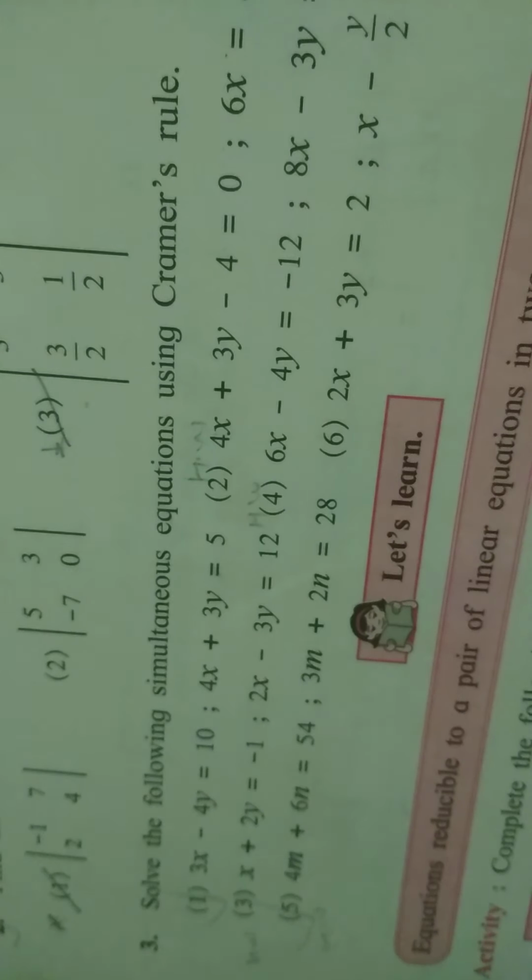Now the next part is question number 3. Solve the simultaneous equations using the Cramer rule or determinant method. How do we solve simultaneous equations using the Cramer rule or determinant method? There are some steps and we will follow them. First we will try to understand how to solve simultaneous equations by the Cramer rule method.